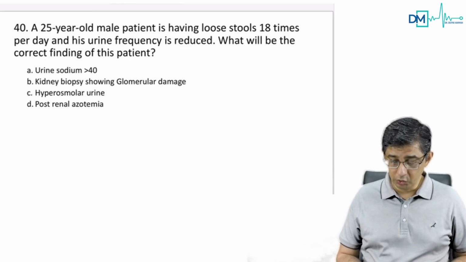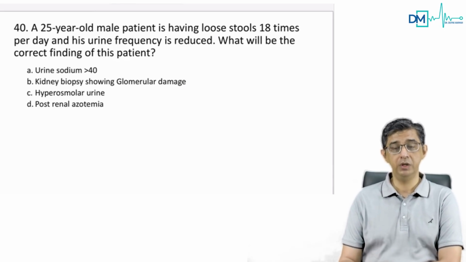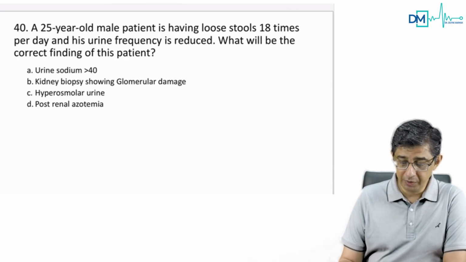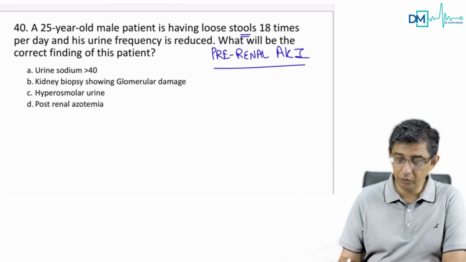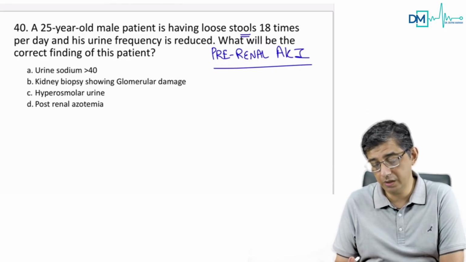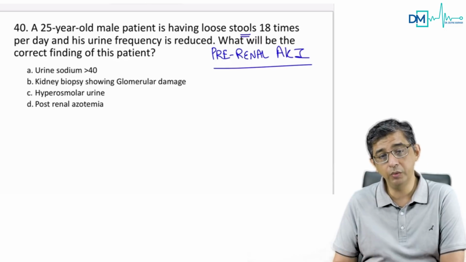This is a person who's having loose stools 18 times with reduced urine frequency. What will be the correct finding in the person? You see, if a person is having loose stools with reduced urine frequency, it means that the person can go into a pre-renal variety of acute kidney injury. Now, the moment you go into pre-renal acute kidney injury, the body will try to conserve fluid and there would be a concentration of urine.